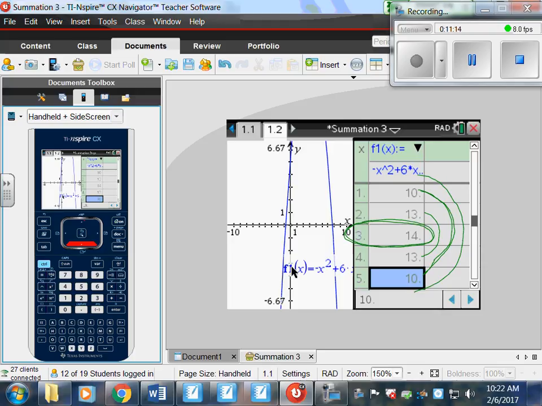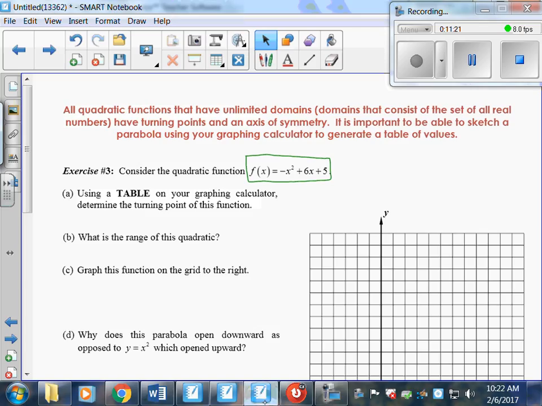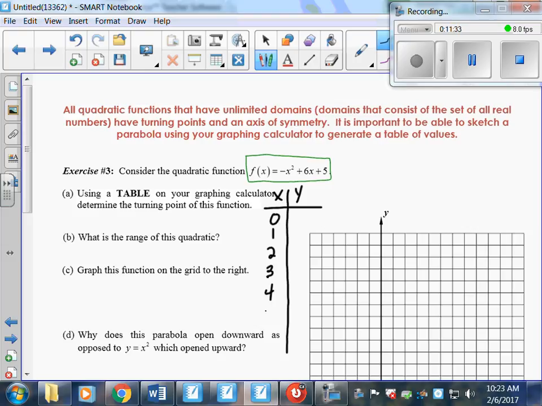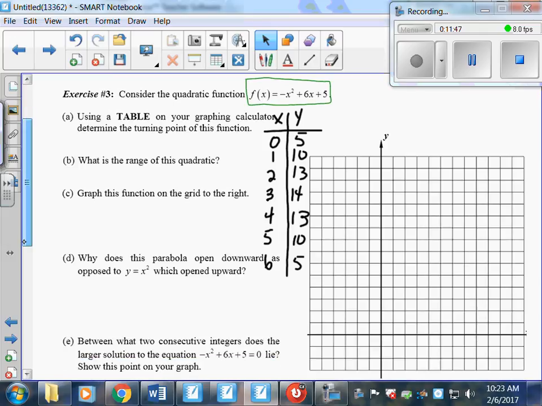That's really important information. So let's take a minute and let's write this information down on a table. So now you would go back to your paper and you would write down your table wherever you can possibly find room. X, Y. I'm going to start with 0, 1, 2, 3, 4, 5, 6, and it's 5, 10, 13, 14, 13, 10, and 5. So let's actually graph these now.